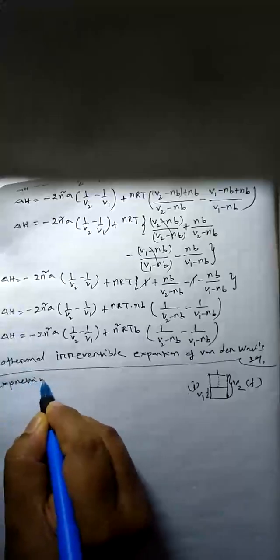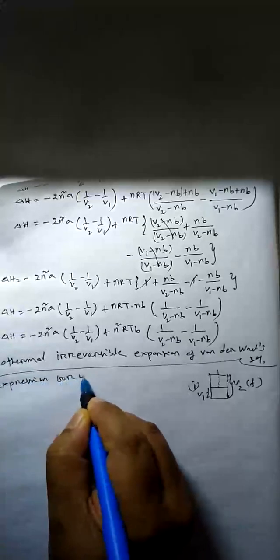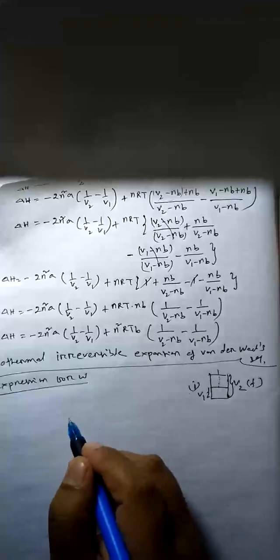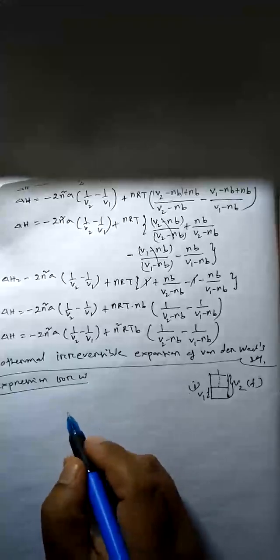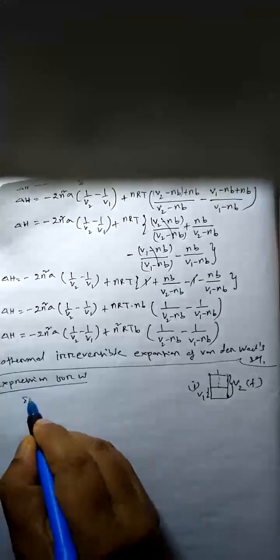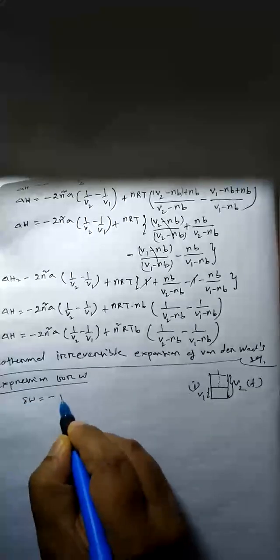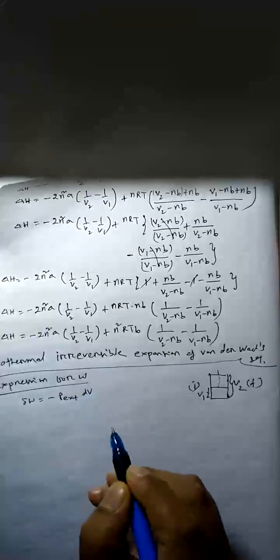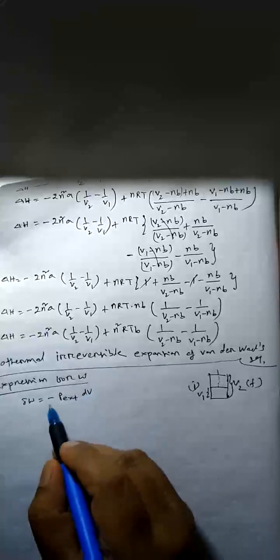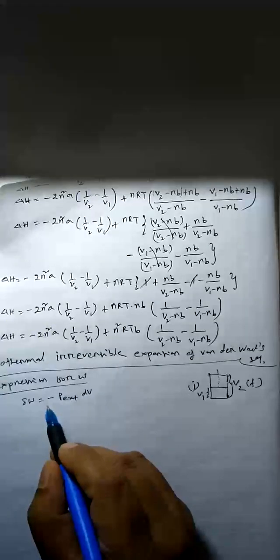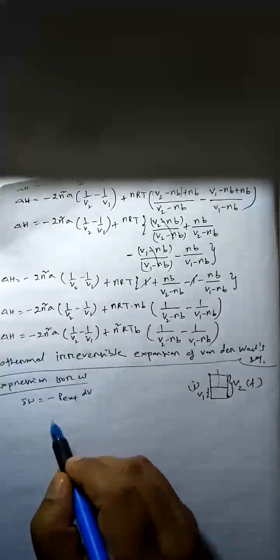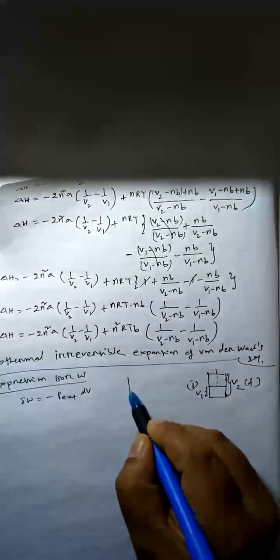Expression for W. How do we find out? W means work done. In case of an irreversible process, we know that del W is equal to minus P external dV. This is the work done formula. Minus sign because it undergoes expansion. Work done by the system. The system's energy decreases. You have to remember this one.